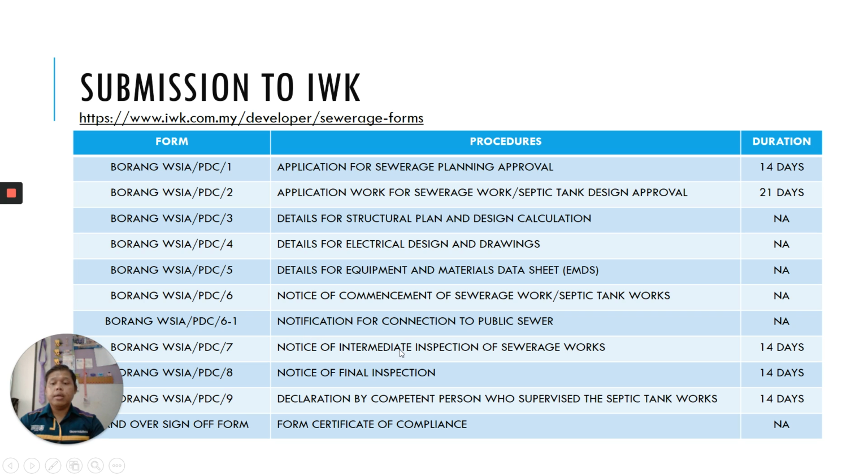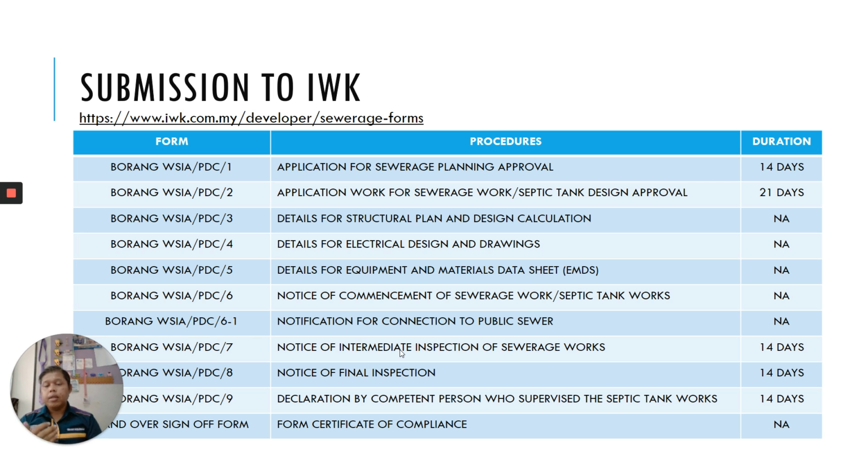Next, in between, we have to do an inspection. We have to fill up PDC 7, the notice of intermediate inspection of the sewerage work. For example, after we lay down all those pipes, do the bedding, connection and so on, they have to check it first, and they have to approve it before we do the final inspection. For example, in PDC 8, we will apply to the IWK.